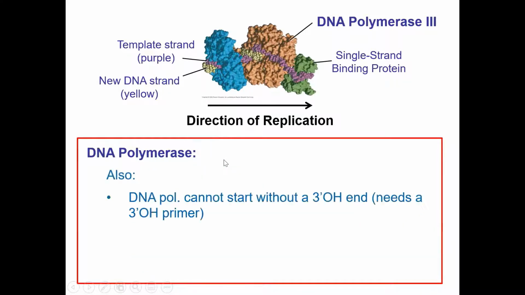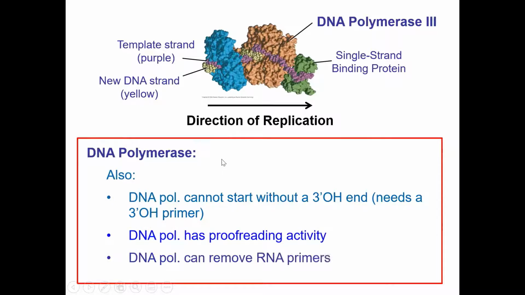What else about DNA polymerase? It cannot start with a 3' end. So I mentioned that already. It requires a primer. It has proofreading activity. And I guess the other thing I didn't mention is that it can remove the primers as well. So part of that proofreading activity means it can remove things that shouldn't be there, so incorrect base pairs or RNA. So it can remove the RNA in the end. And so you'll see that happening when we look at the process.